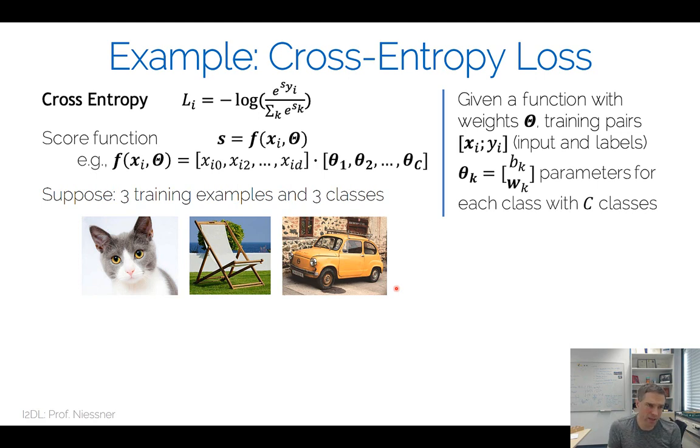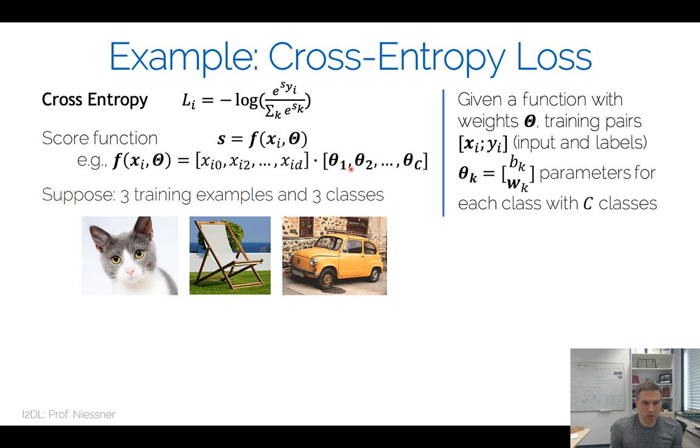We're having, let's say, a three-way classifier. So we have three training examples and we have three classes. What we would like to do is go ahead and apply our cross entropy on training our neural network for these three classes. Okay, so we have a score function. Our score function is based on our neural network. It's f of xi of theta. So theta are the neural network weights, xi are the respective input images, and f is our network, right? In this case, our network is just a linear layer. So we just have a dot product between those two.